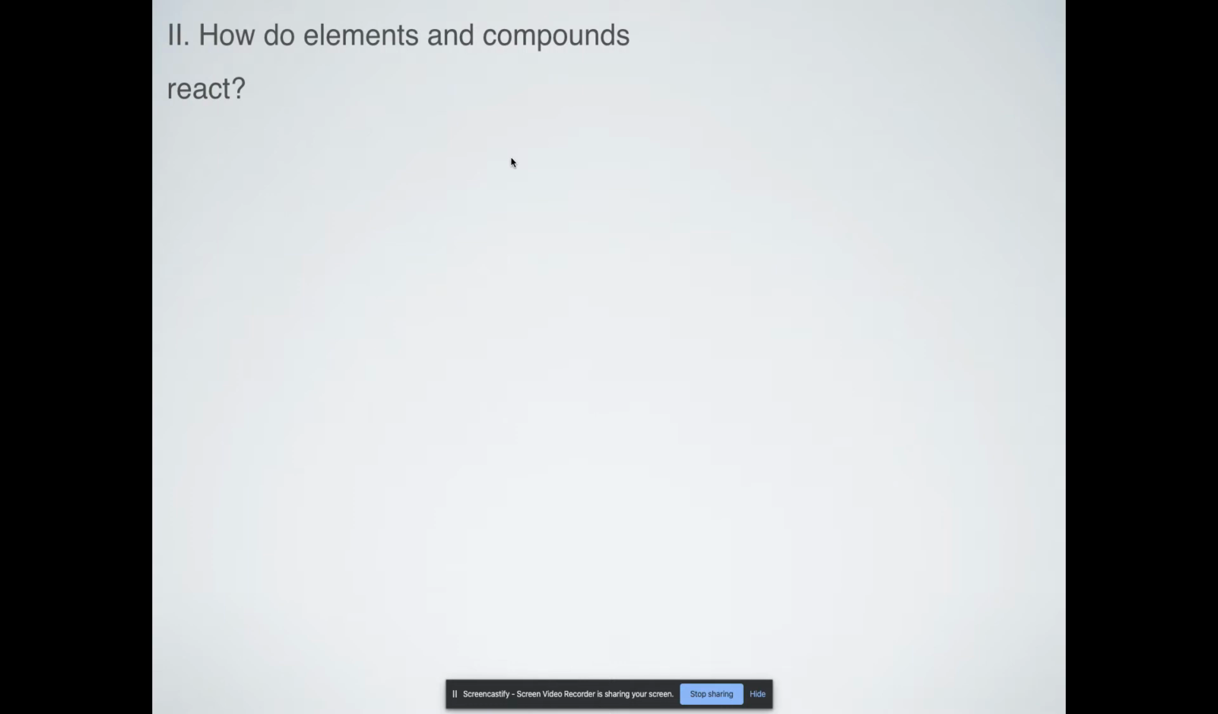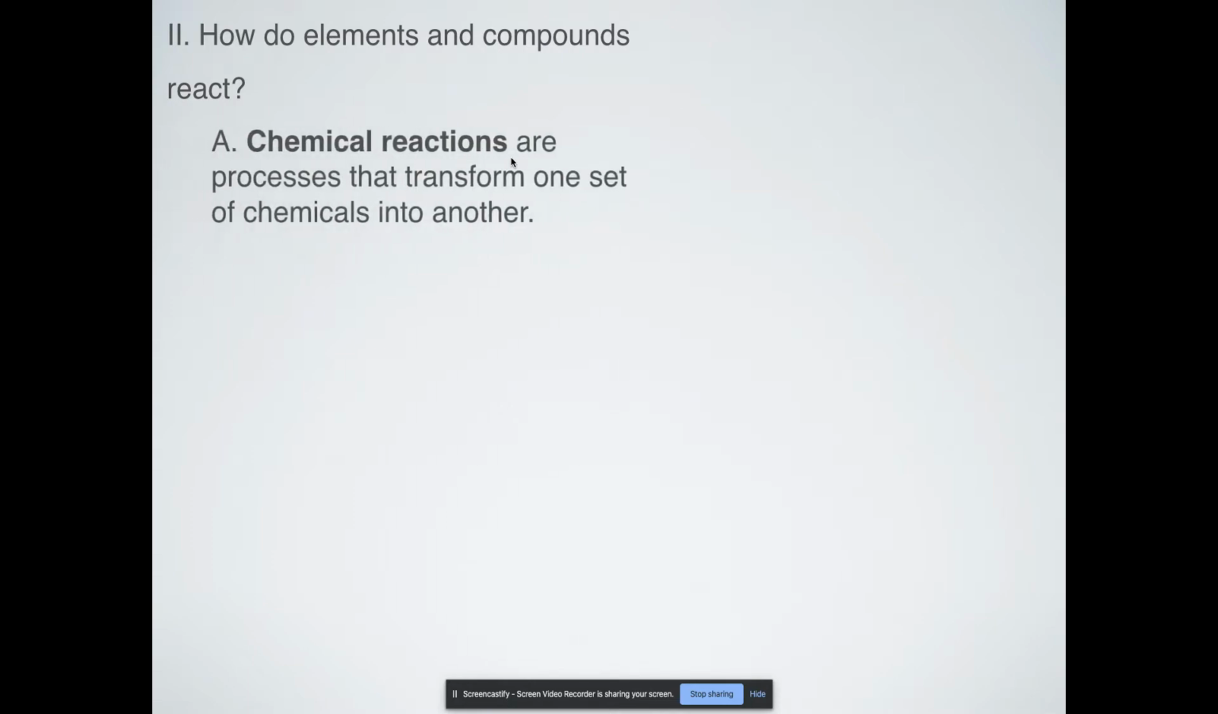Today, we're going to be talking about how elements and compounds react with one another, which sounds like it would be an awful lot of chemistry, and this is still a little bit of biochem stuff we throw in just to make sure you're on your toes, right? So, chemical reactions, what are they? They are processes that transform one set of chemicals into another.